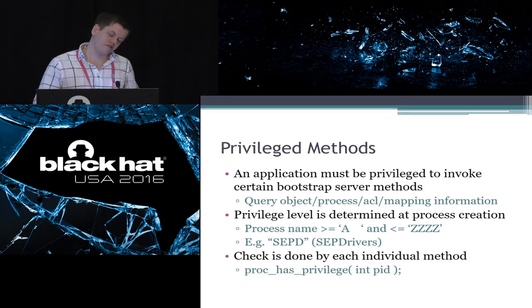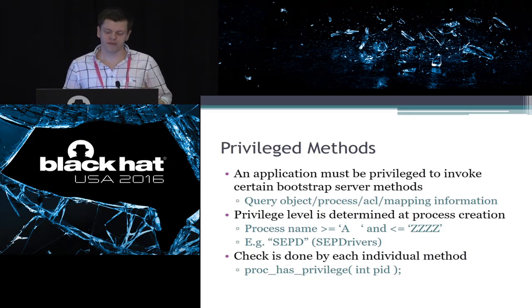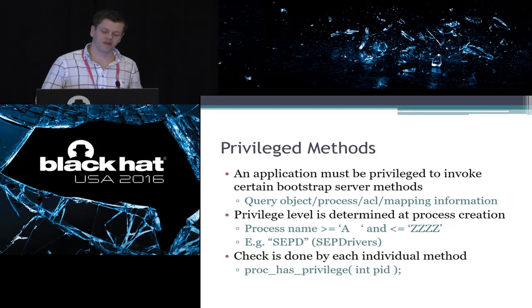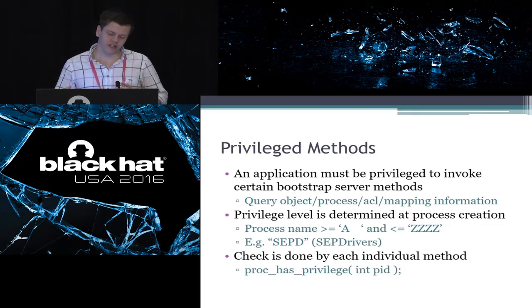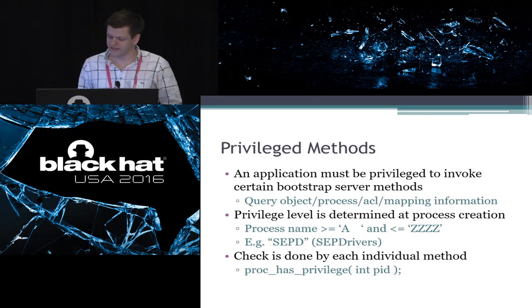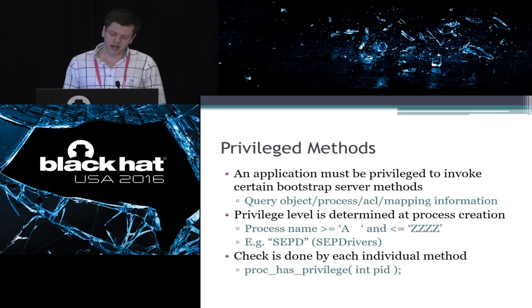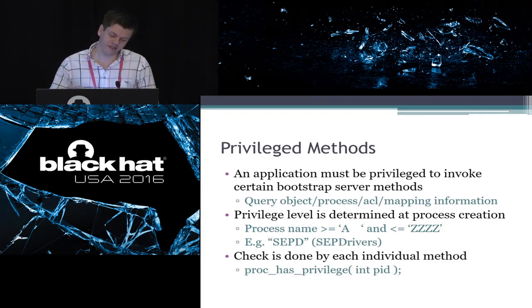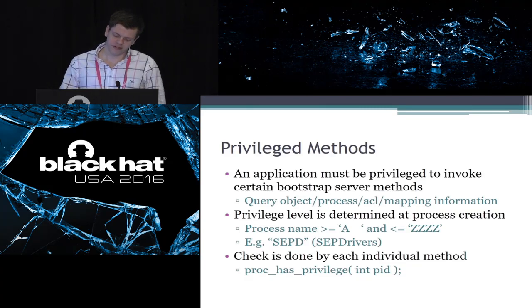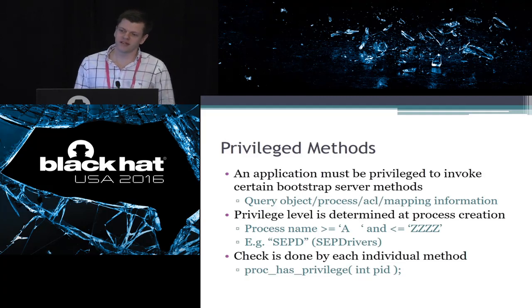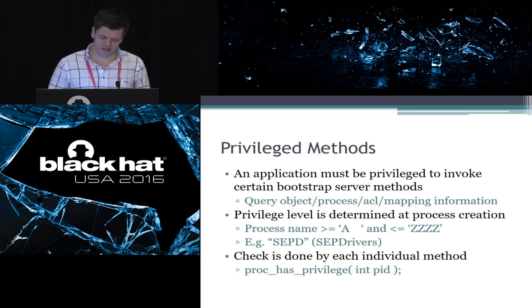Since the Bootstrap server also exports a lot of different methods, it also has the concept of privileged methods. So only a certain set of applications can invoke these methods. Examples of privileged methods are the ability to query information about, for instance, objects, processes, mappings, etc. And they have a kind of interesting way of determining whether a process is privileged. Actually, if the first 4 letters are uppercase, then the process is considered a privileged process. So it's kind of interesting.